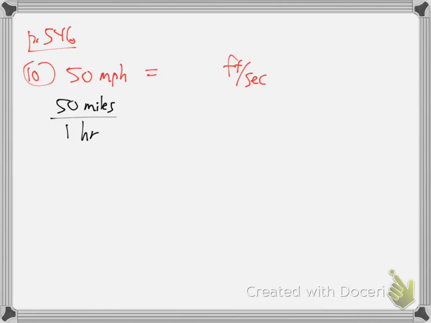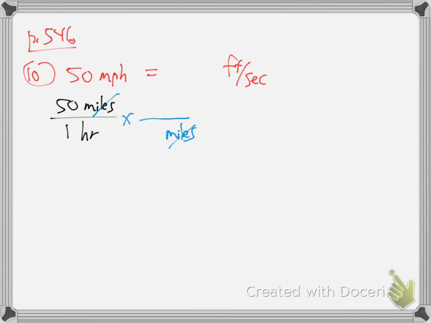Okay, so we're converting 50 miles an hour to feet per second. We write 50 miles per 1 hour as a fraction, and then you multiply. How do you know what to put on the next fraction? It's the feet and the mile. You're motivated by what you want to cancel. What do I want to cancel? The miles.